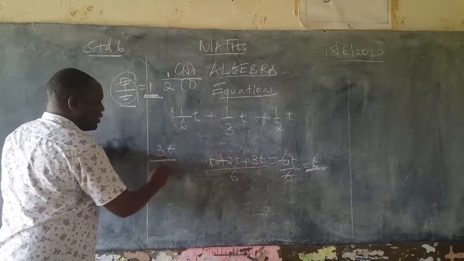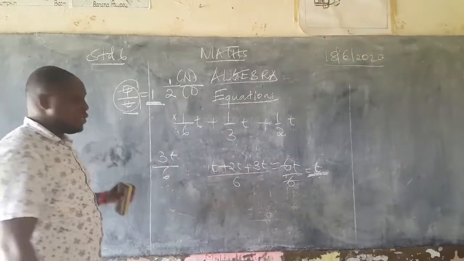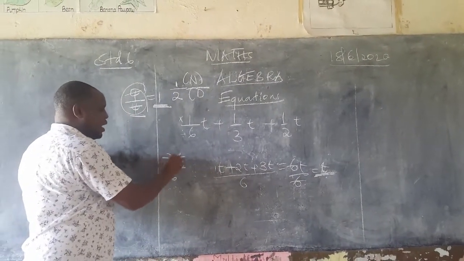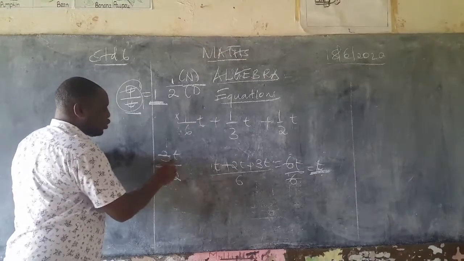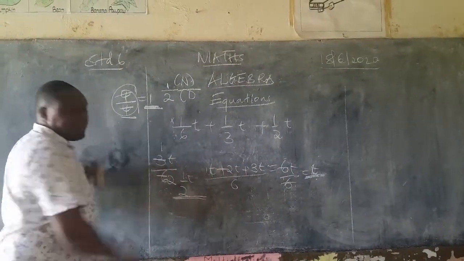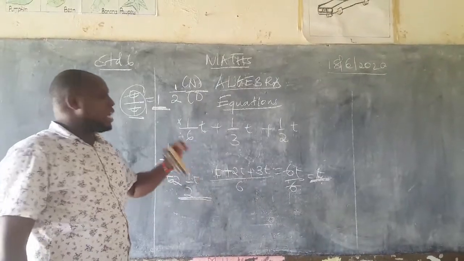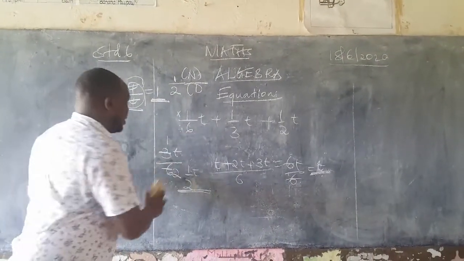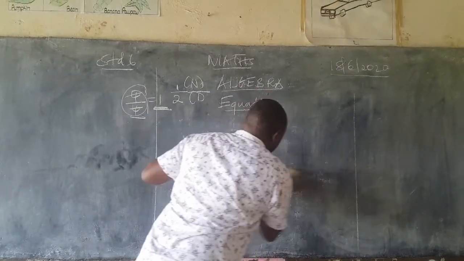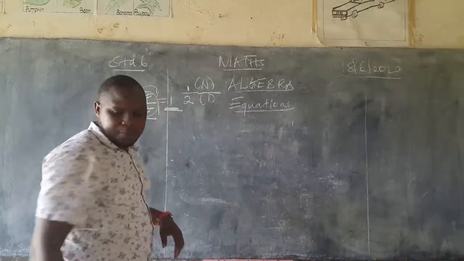In case the number did not simplify, assuming we had 3t over 6, this is what we do, learner. If they can be simplified, you just simplify by 3: 3 divided by 3 is 1, 6 divided by 3 is 2. And so you write 1 over 2, then you represent the t there. The t must appear there because we are talking about unknowns. So that is just one example. I give you the second example and then we move on to our today's work.